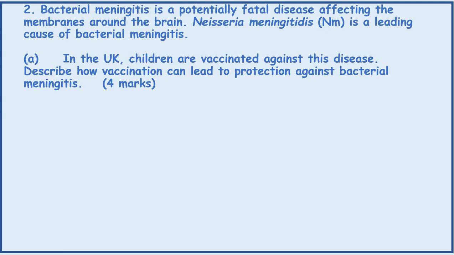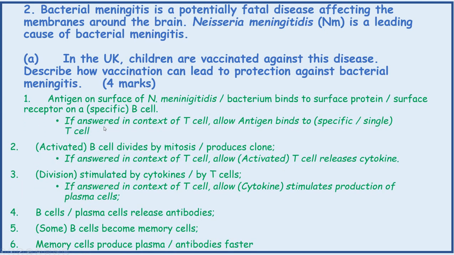Question 2. Bacterial meningitis is a potentially fatal disease affecting the membranes around the brain. Neisseria meningitidis is a leading cause of bacterial meningitis. In the UK, children are vaccinated against this disease. Describe how vaccination can lead to protection against bacterial meningitis.